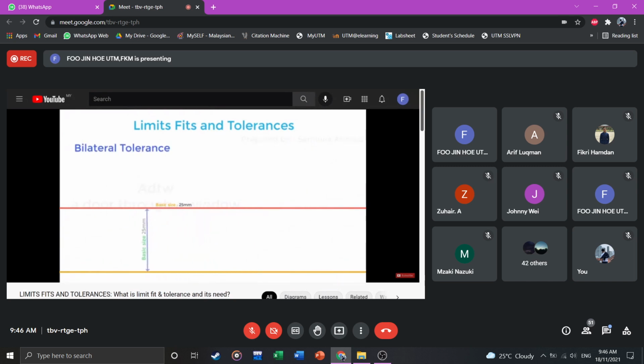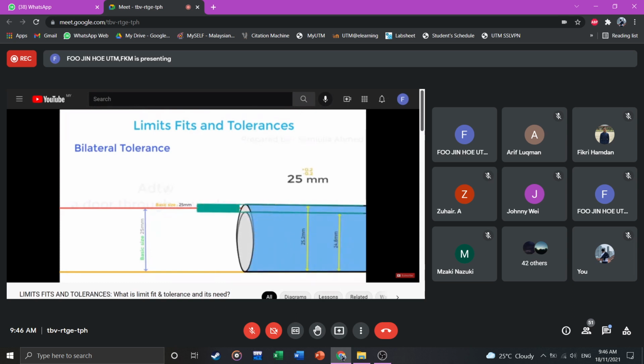Bilateral tolerances. In this kind of tolerance, dimensions are specified in such a way that the tolerance region will lie on both sides of the basic size. We can see our first example: shaft having 25 mm diameter with plus or minus 0.2 mm. In this case, the shaft can be of 25.2 mm or 24.8 mm. We can see that the tolerance zone is lying above and below the basic size. For this case, we say bilateral tolerance.